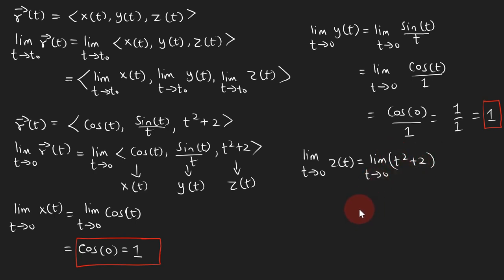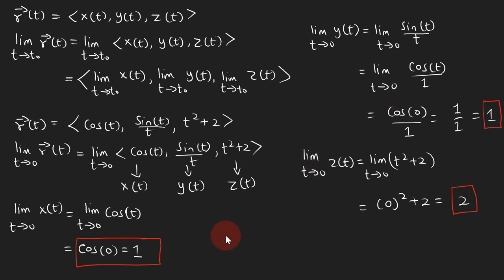So let's try direct substitution. So I'm going to get 0 squared plus 2, and then this will give us a value of what? 2. So that will be the limit for the third component function. So now I'm therefore going to write the answer.